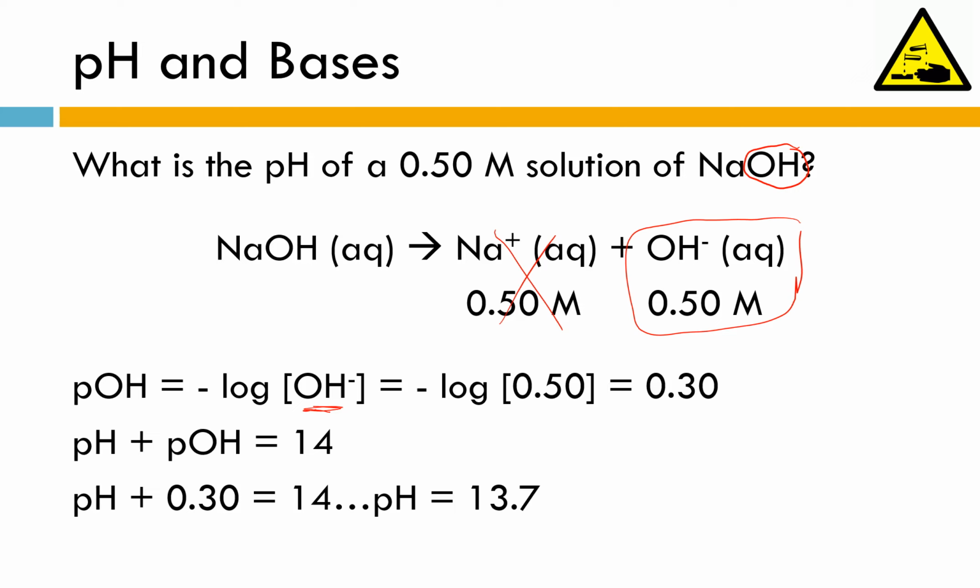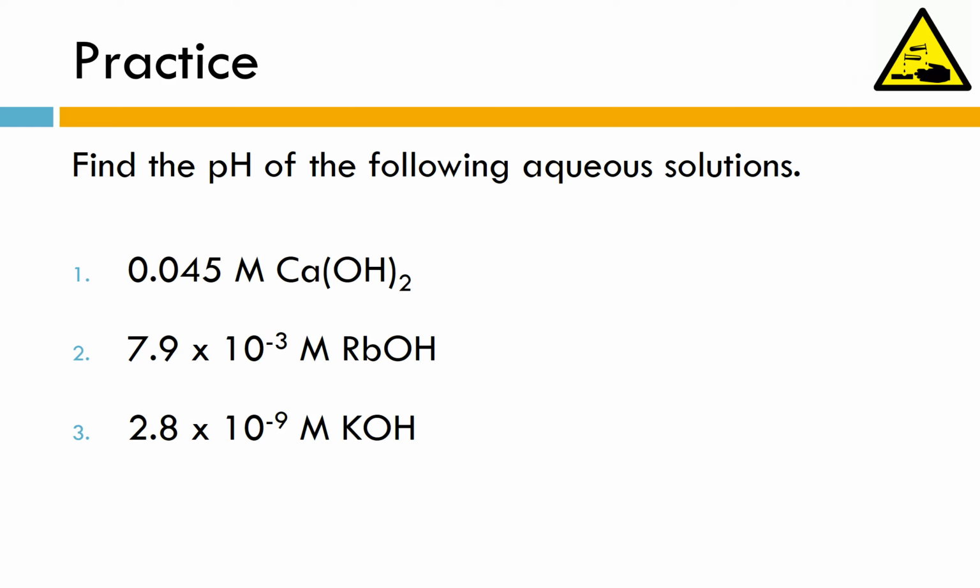Now you're familiar with the pH scale. We know the pHs of bases need to be greater than 7. This is fairly concentrated at 0.5 molar, so it makes sense that we've got a high pH. So calculating the pH of a base is a little bit more work. You've got this additional step thrown in there, and you have to calculate pOH first, and then you can get to pH using this relationship. So let's try a couple of practice problems. All right, so what I'd like to see for this set of practice problems, tell me the hydroxide ion concentration.